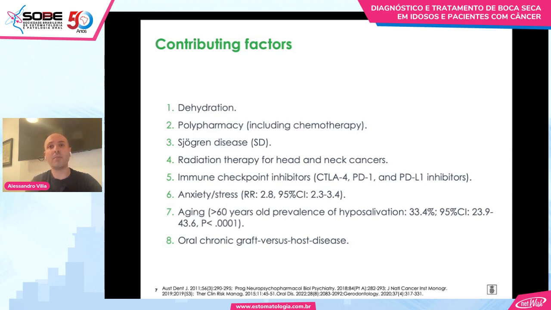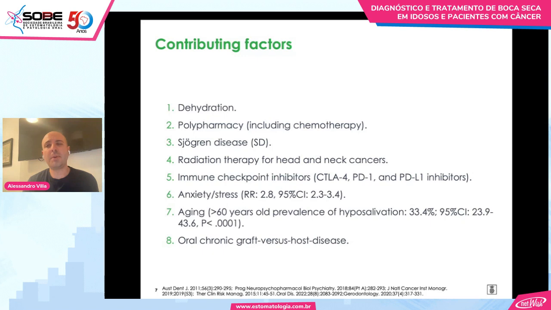More recently, we saw the role of new chemotherapeutic agents called immune checkpoint inhibitors. There are different types. Immunotherapy now is widely used for a range of cancers and has been associated with Sjogren syndrome-like symptoms with severe dryness of the mucosa. Anxiety also has been associated with an increased risk of dry mouth along with stress. And aging has also been shown to be an independent risk factor for the development of dry mouth.